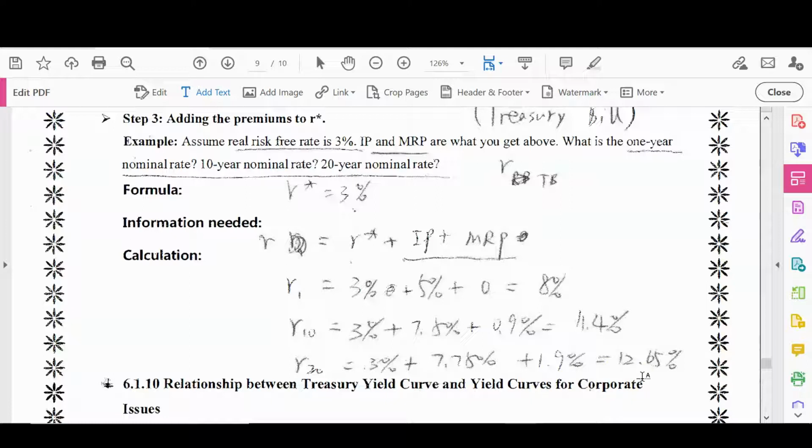You can see that in this example, it's a typical case where when T increases, our IP increases, and MRP also increases. So our interest rate R increases. Here R and T have a positive correlation. When T increases, R increases. So the slope of the yield curve is upward sloping.